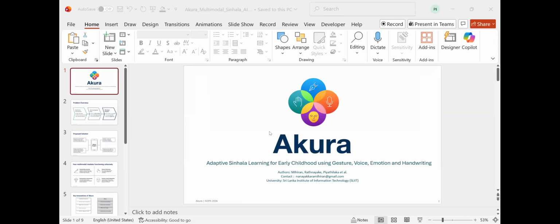We'll go with paper ID 434, AKURA: Adaptive Sinhala Learning for Early Childhood Using Gesture, Voice, Emotion, and Handwriting. Is Mr. Mehiran on the call? Yes, sir. Is my screen visible? Yes, your screen is visible.